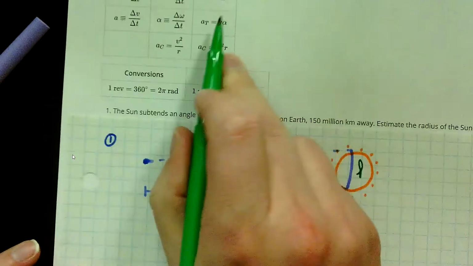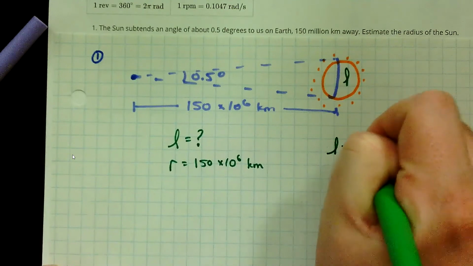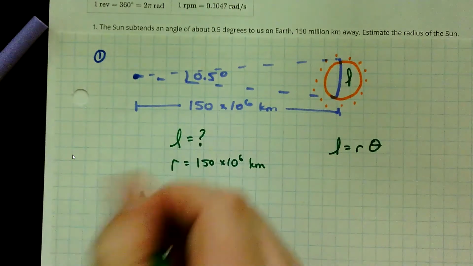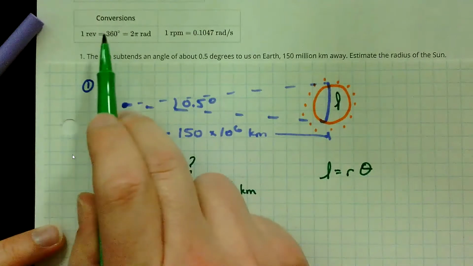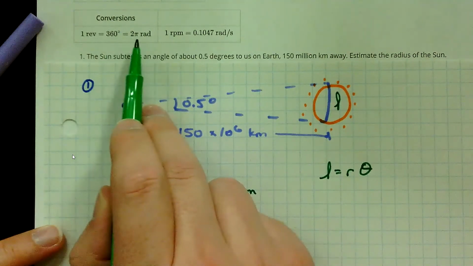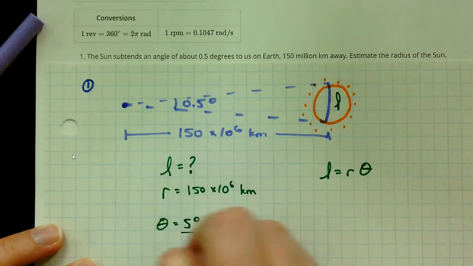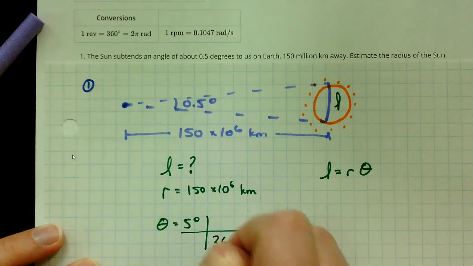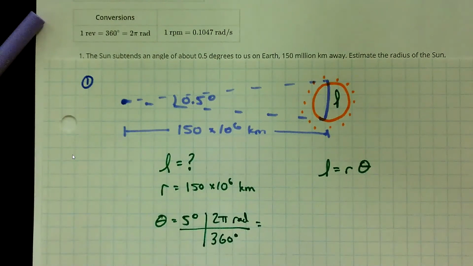So we can use this equation, right? We're trying to find L, we know R, so we can use L equals R theta. But can I use theta equals 5 degrees? No, I cannot, because this equation works in radians. So remember, we have this conversion here. There are 360 degrees and 2 pi radians. So to get this 5 degrees in radians, I'm multiplying by 2 pi and then dividing by 360.